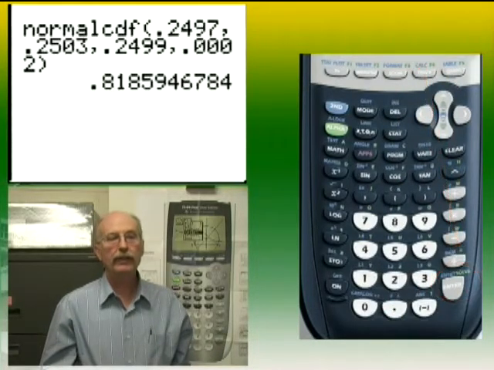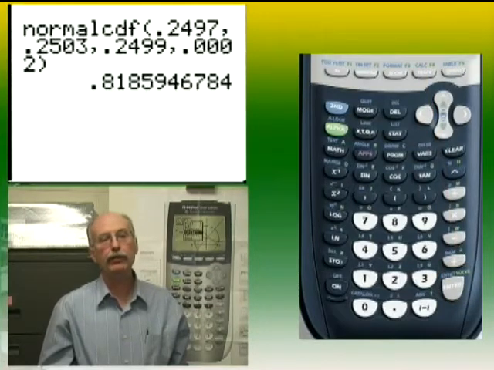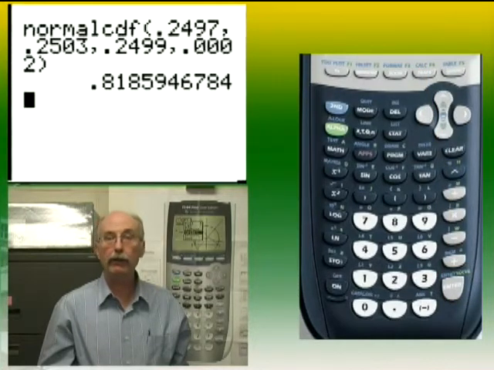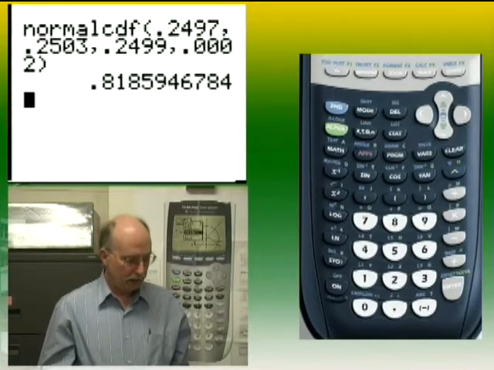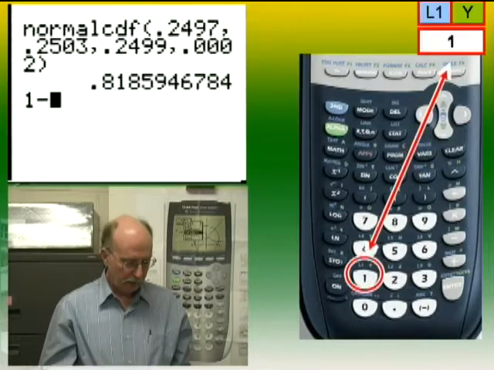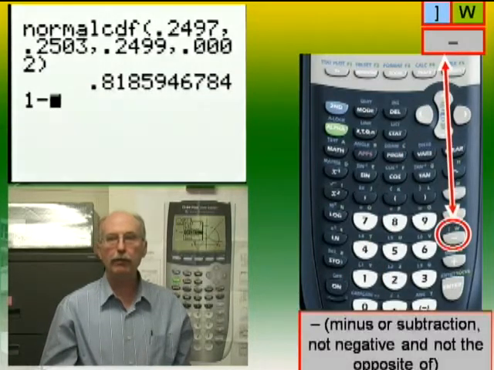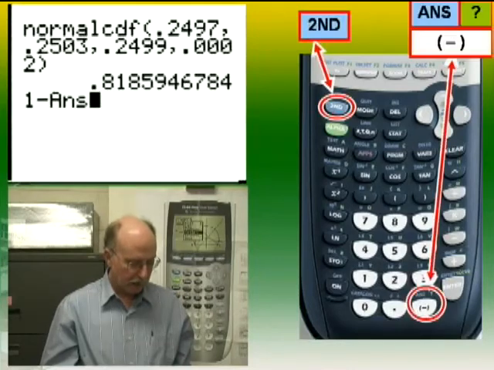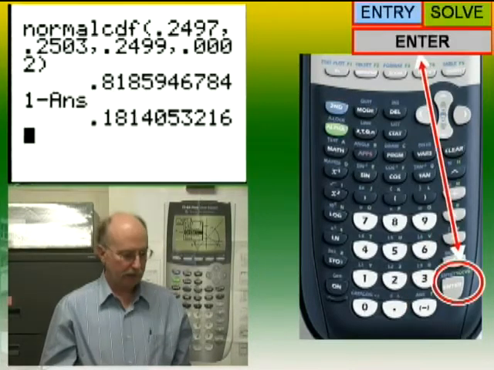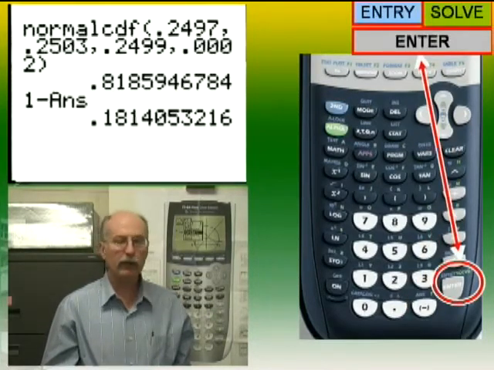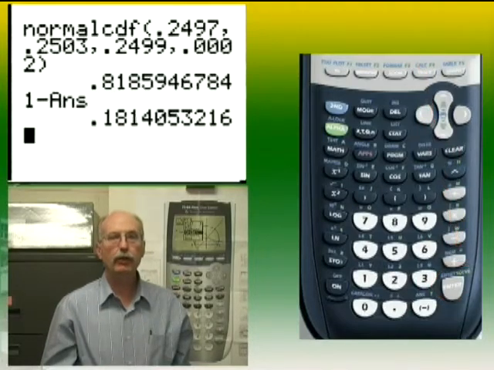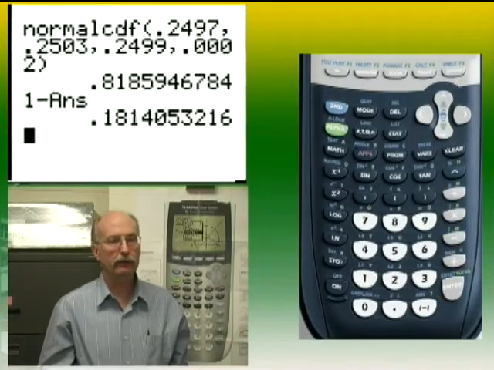0.818594. That says that 81.85% of our ball bearings are good, which is exactly the same number that we had when we calculated it using the table. So we were able to jump directly here without calculating the z-scores. We would then take 1 minus, and bring that answer down from the prior line, hitting second answer, and hit enter, and we get 18.14% of our ball bearings are bad. And so we're able to do the calculation very quickly.